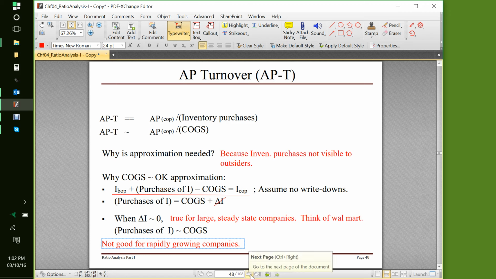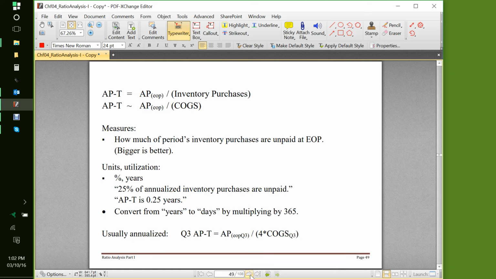All right. So that's our accounts payable turnover ratio. And what is our approximation? What can we say about this accounts payable end of period divided by COGS? How can we think of this? Well, it's really letting us know how much of a period's inventory purchases are unpaid at the end of the period.